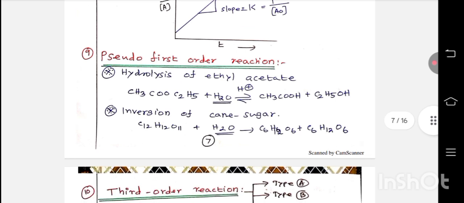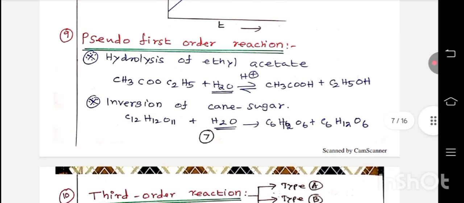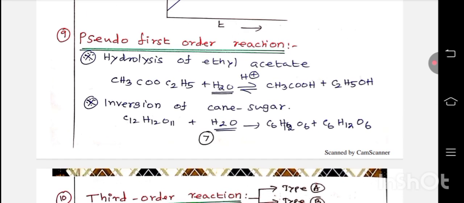Ninth type, the pseudo first order reaction and the second order reaction. One reactant in excess or constant. These reactions are called pseudo first order reaction. Example, hydrolysis of ethyl acetate and also inversion of the cane sugar.